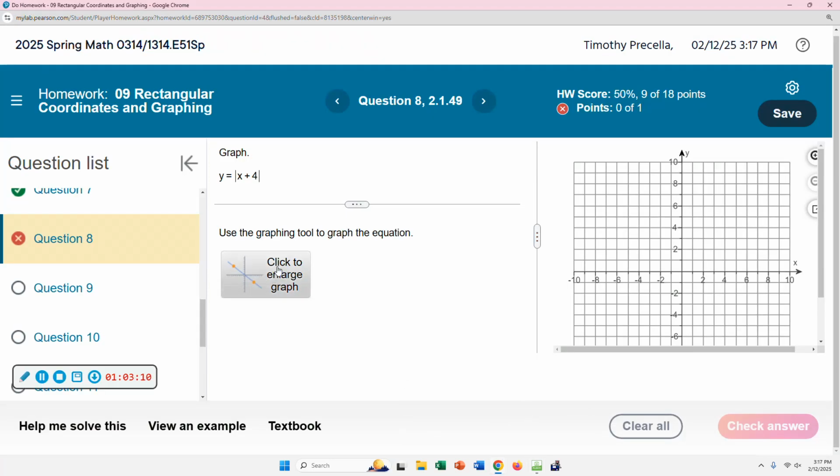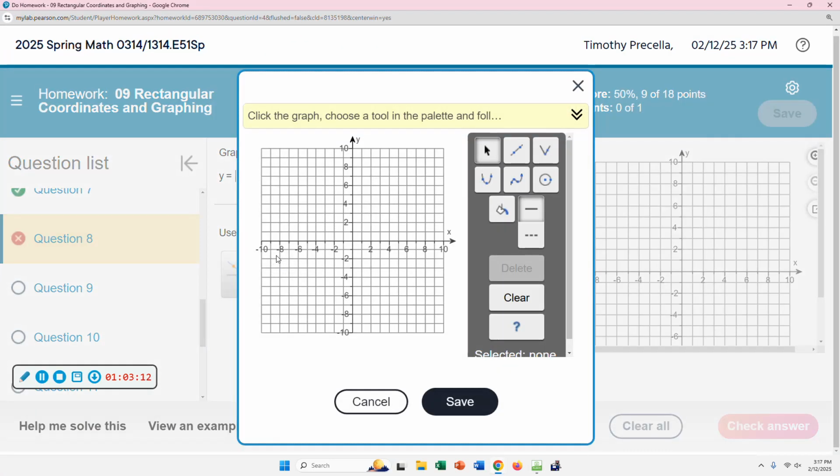Okay, I'm going to click to enlarge and choose the absolute value.